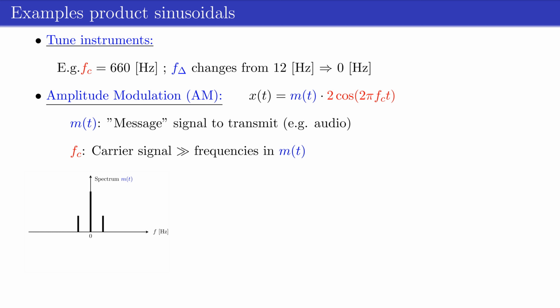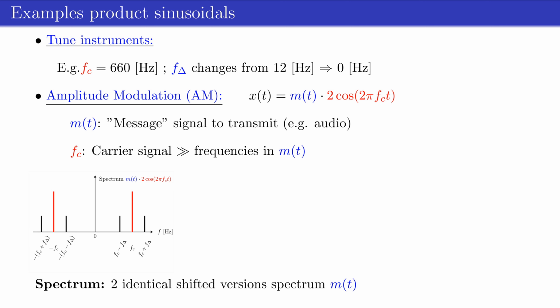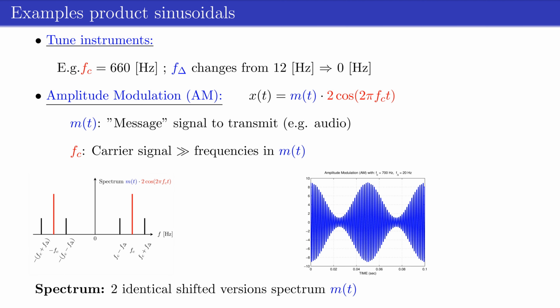Since the product can be written as a sum, it follows that the spectrum of the resulting signal contains two identical shifted versions of the spectral content of signal m(t). From the plot of the amplitude modulated signal as a function of time, it can be seen that the low frequency content of the message signal m(t) is represented in the amplitude.